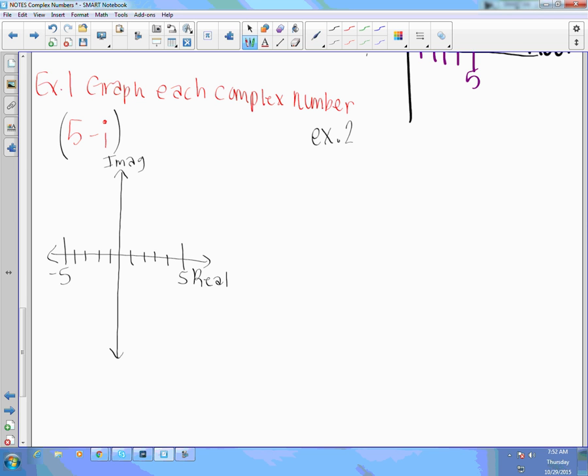On my imaginary axis, what am I counting by? What's my first tick mark going to be? It's not 1. It's i, 1i. Then we get 2i, 3i, 4i, etc. Then that would be -i, -2i, -3i, etc. Okay? So after you have it set up, graph the complex number 5 minus i. Then I want you to compare with your neighbor so you get the same thing.